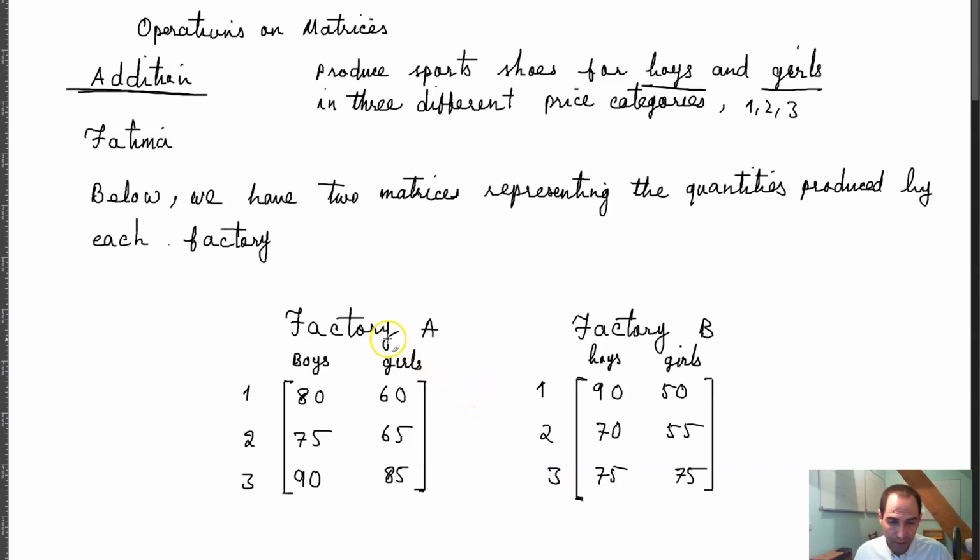So what that means is that, for example, the number of pairs of shoes produced at factory A for boys in the price category 1 was 80, for girls was 60, for boys in price category 2 was 75, for girls was 65. And the same at factory B was, for example, 70, 55, and so on and so forth.